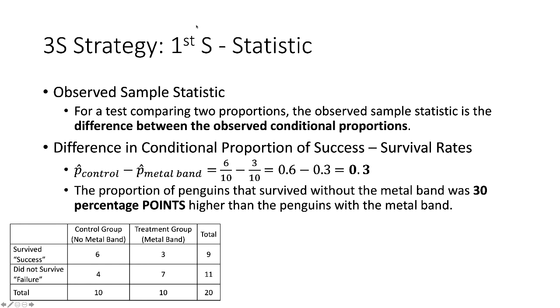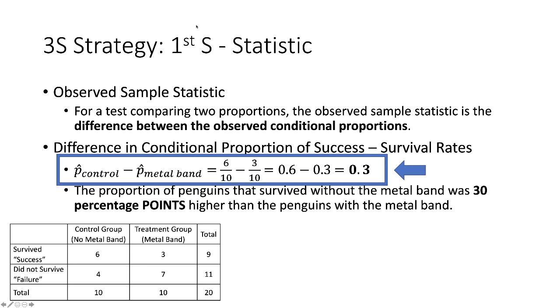This difference means that the proportion of penguins that survived without the metal band was 30 percentage points higher than the penguins with the metal band. The point of emphasis here is that when we do the simulation, the difference in our sample proportions, 0.3, is going to be our observed sample statistic. We will use that value when we find our p-value during the strength of evidence portion, which is the third S in the 3S strategy.